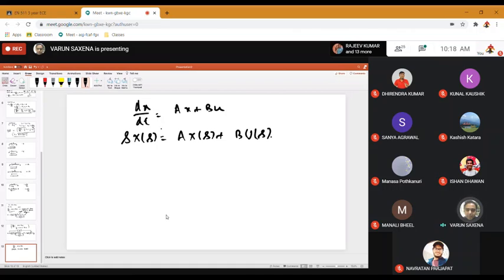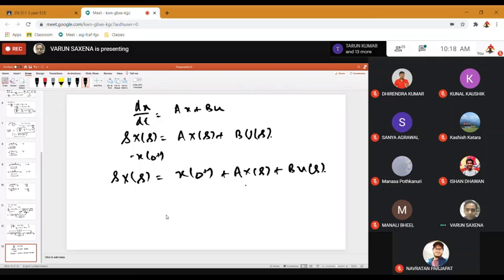So I'm assuming that the initial condition is 0, but if you want to add it, then you can add it here. And then it depends whether you want to show a feedback or you don't want to show a feedback. So then based on that you can create it.